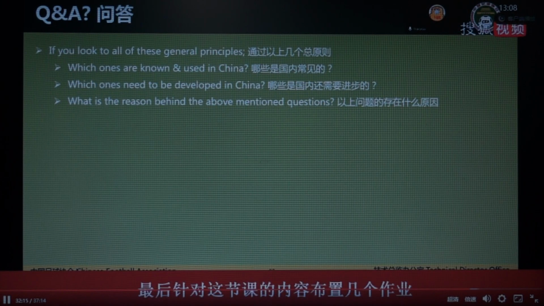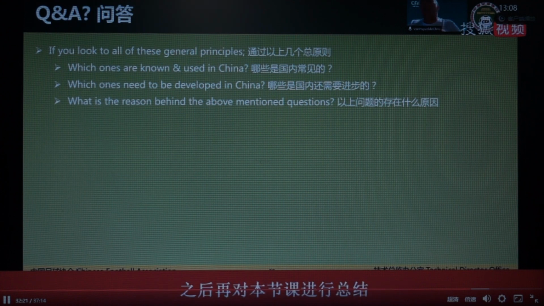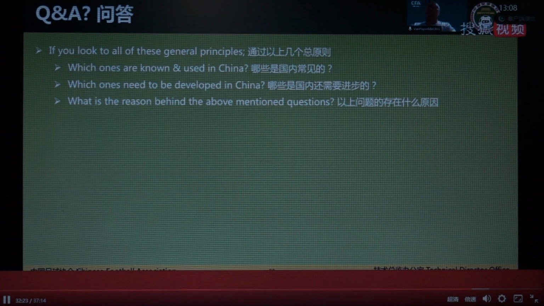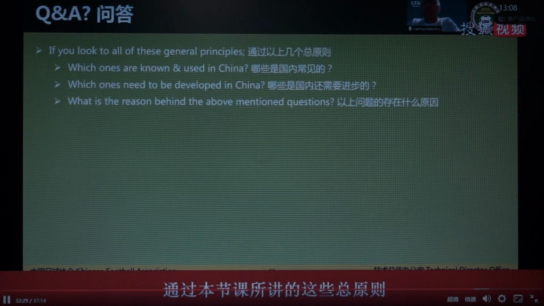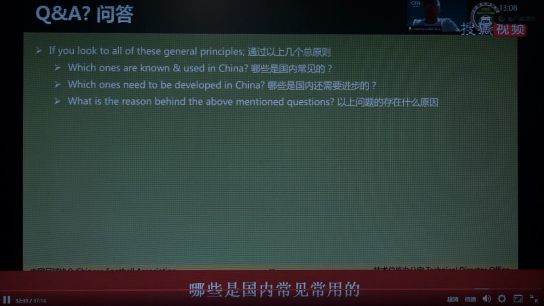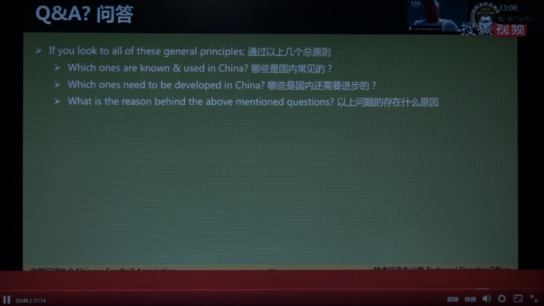We are almost at the end of this lesson, and I will start now with questions and answers and tasks, and then we end up with a nice conclusion. And then I have 3 questions. If you look at all these general principles, which ones are known and used in China, which ones need to be developed in China, and what is the reason behind the above mentioned questions?